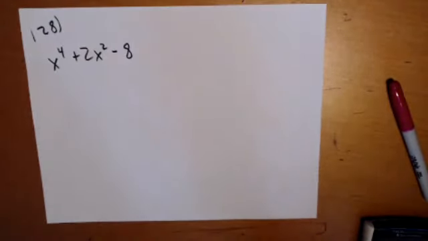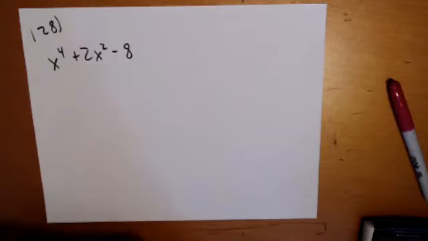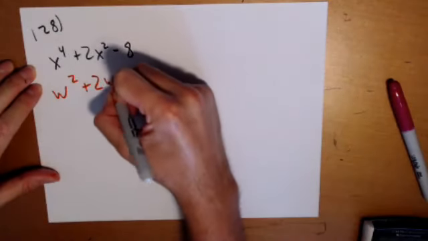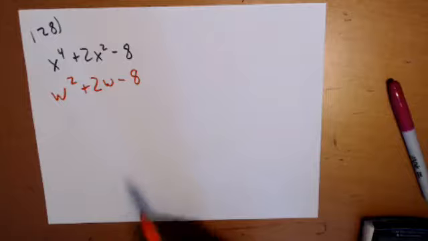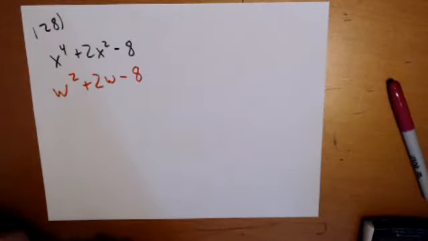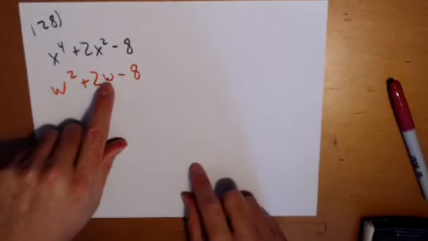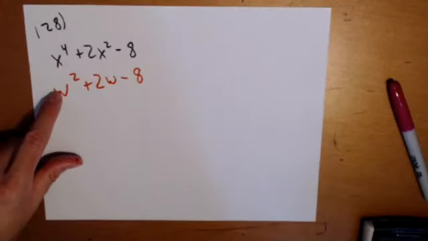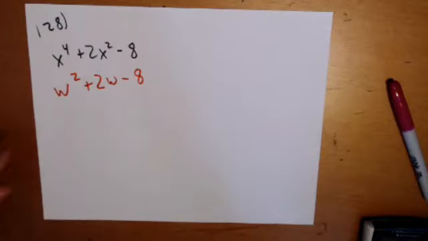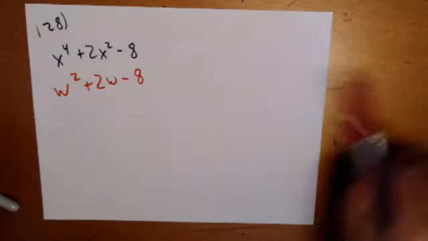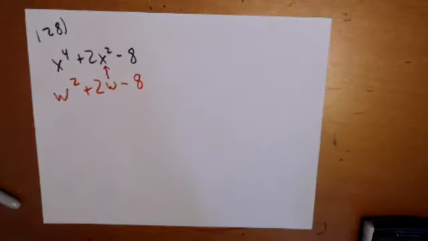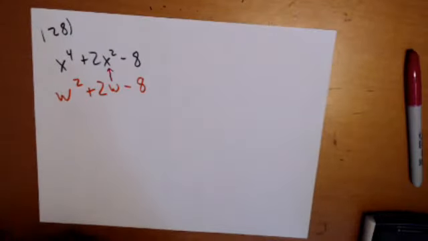Tell me if this kind of looks like, let's ignore this, what if the problem was just w squared plus 2w minus 8? You could solve that, right? That's no problem. So essentially, notice how the w is really just an x squared. If you have an x squared, squared is just x to the 4th. So notice what's really happening is it's just a weird substitution. So let's solve this easier one with w's.